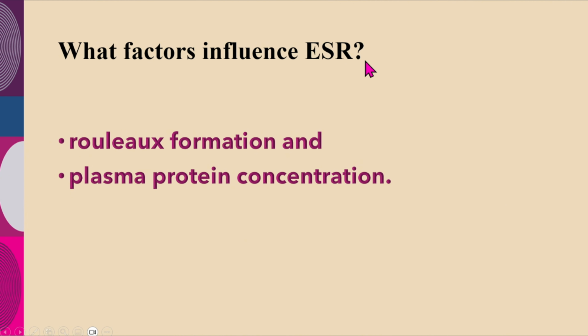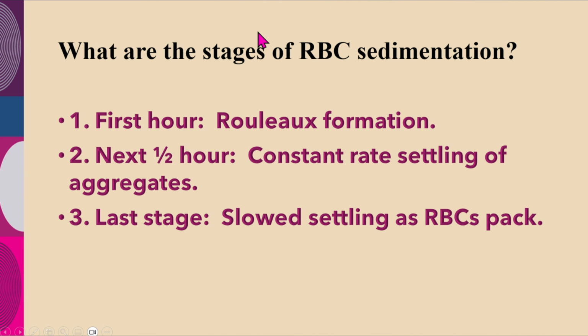What factors influence ESR? Rouleaux formation and plasma protein concentration. These are the two important factors that influence the ESR. What are the stages of RBC sedimentation? First is Rouleaux formation. Basically, we wait up to the Rouleaux formation. The stages of sedimentation include, first of all, the Rouleaux formation. Next, half an hour of constant rate settling of the aggregates. That is, the RBCs become aggregated, and then they slowly settle down as the RBCs pack, all jam packed.